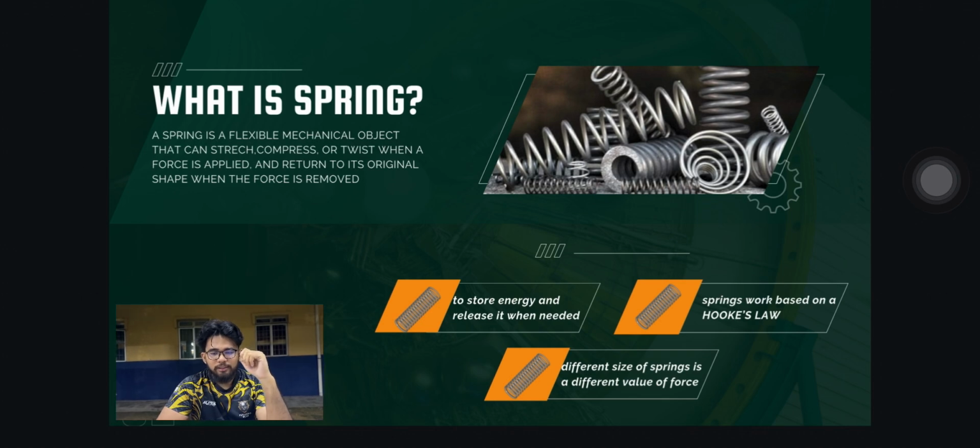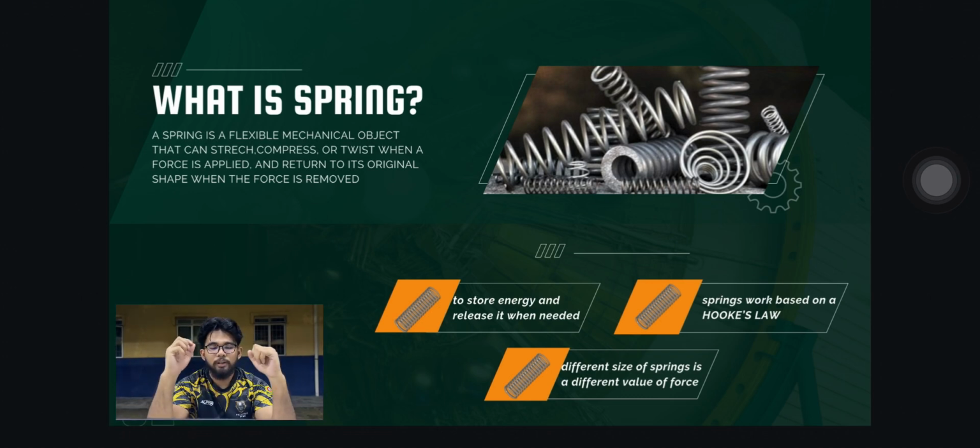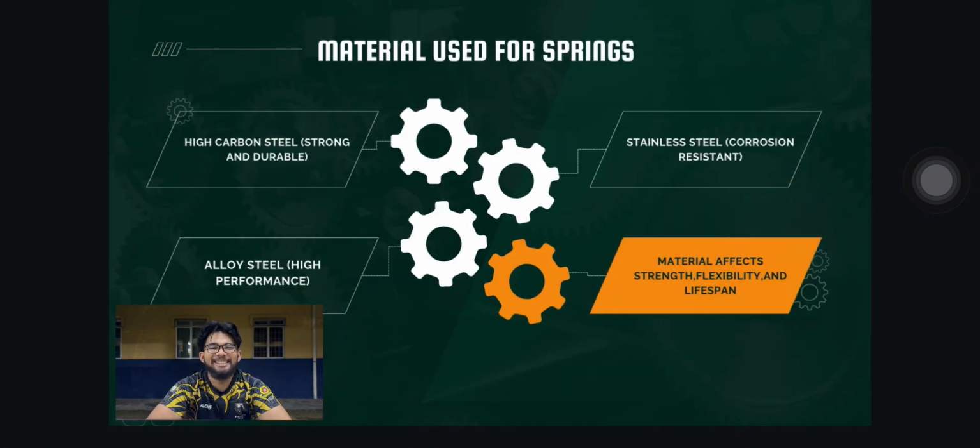The second one is that different sizes of springs have different values of force. For example, the bigger the spring, the bigger the force that is applied and removed. So lastly, springs work based on Hooke's law, which my friend will explain to you. Okay, let's move to the next slides.